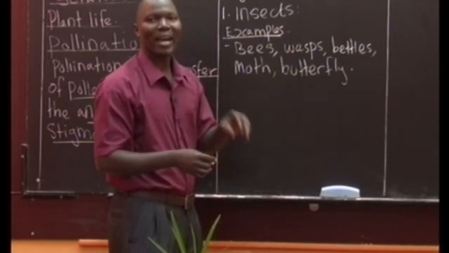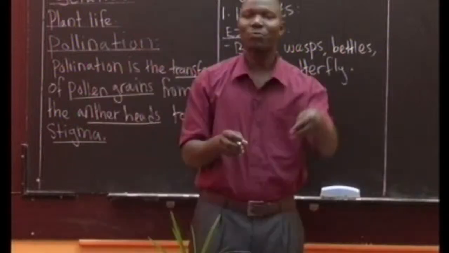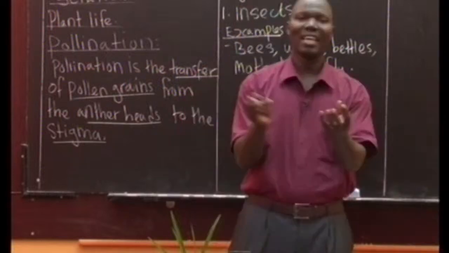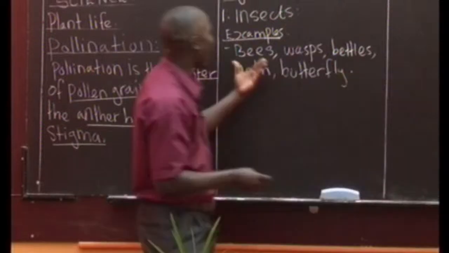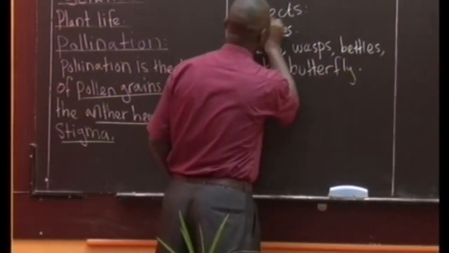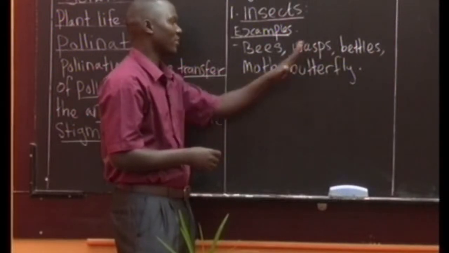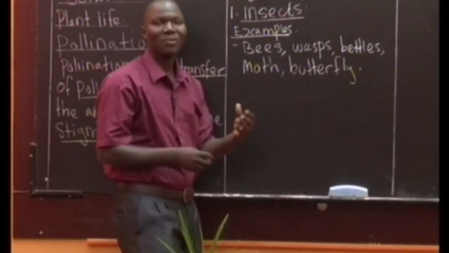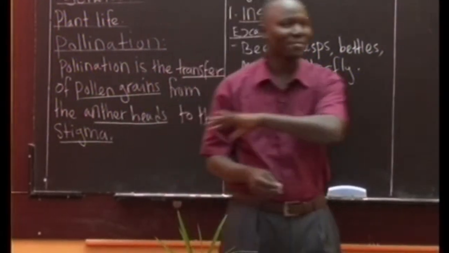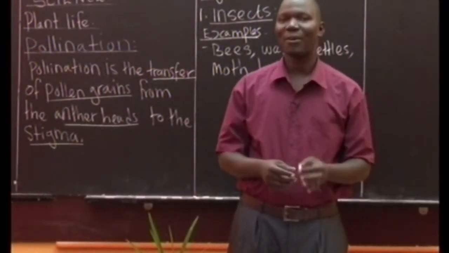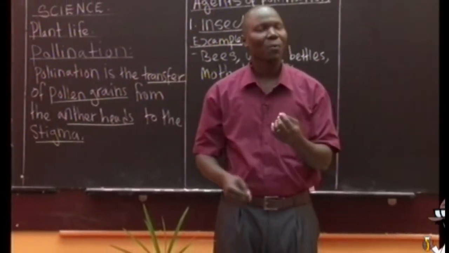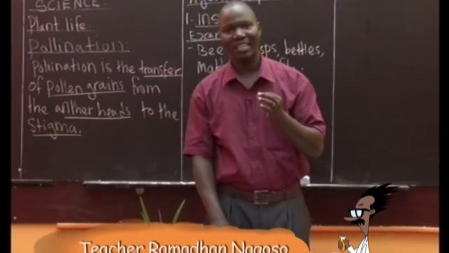Children, you have seen these. Once they are there, they are looking for the sweet nectar, something sweet from that flower. But in the process, they carry along with them pollen. And therefore, insects become our number one pollinators. The bees, the wasps, the beetles, the moth, the butterfly. You've seen them, and very many other insects. They are called pollinators.